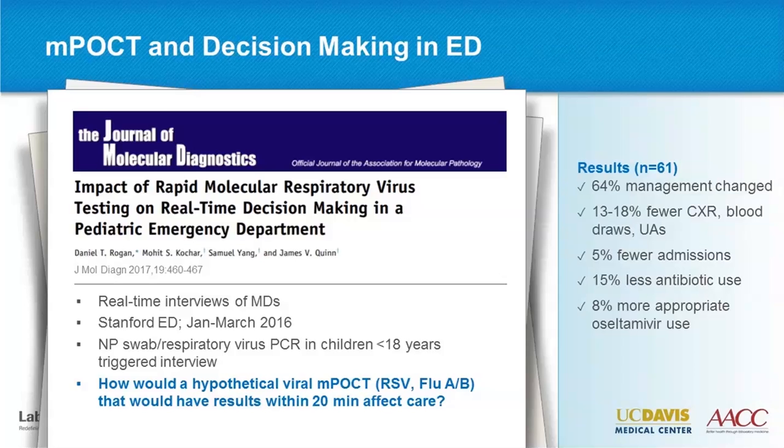And they found with an N of 61, 64% of these cases would have had changed management. That's profound. 13 to 18% fewer chest x-rays, blood draws, and urinalyses, 5% fewer admissions, 15% less antibiotic use, 8% more appropriate oseltamivir use. So very important.